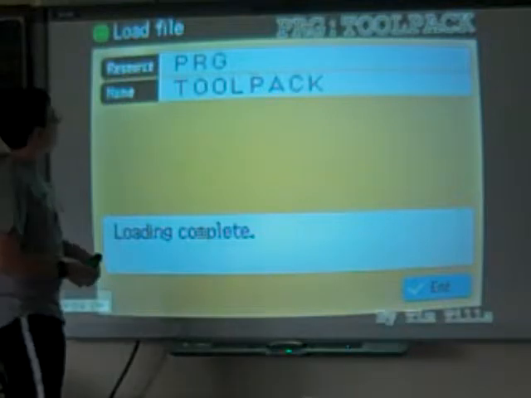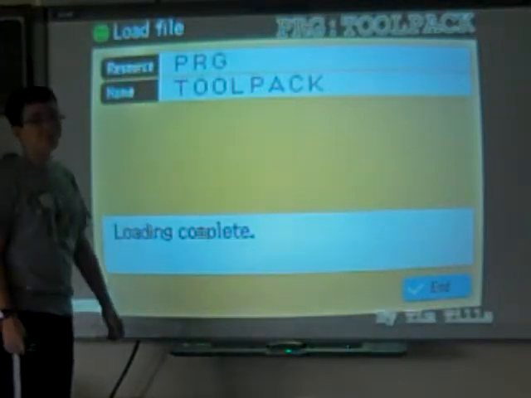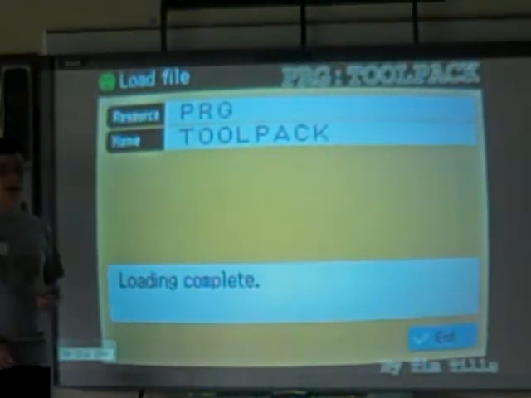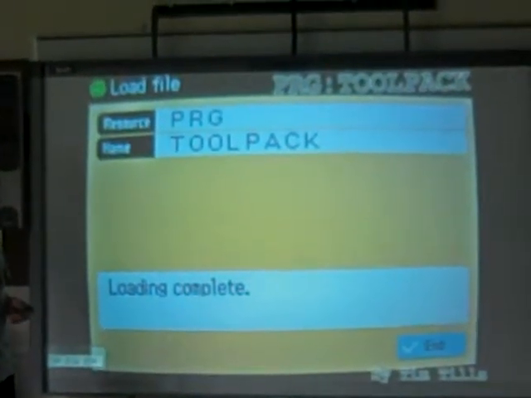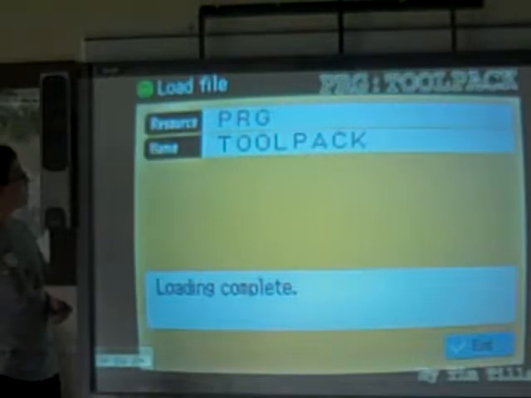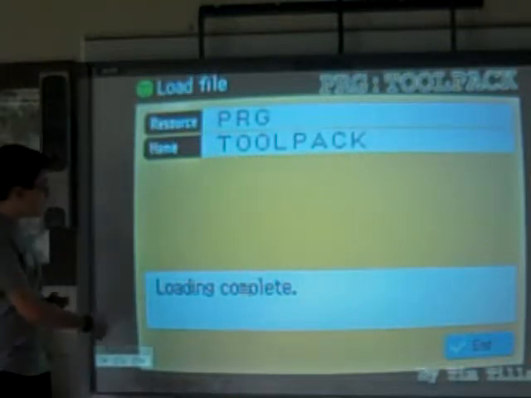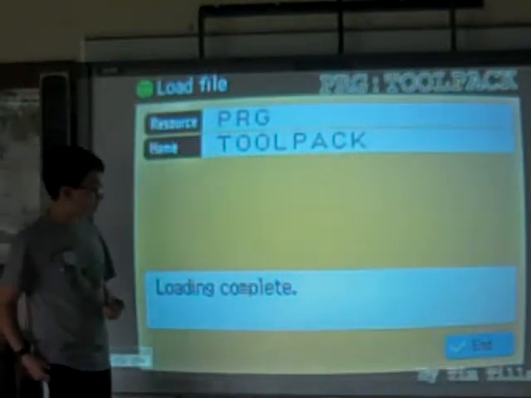Yeah. And this is the resource. It's the program. Alright. This is my 20% project. It's a program that I call Toolpath. And the reason it says PRG here, it stands for program.